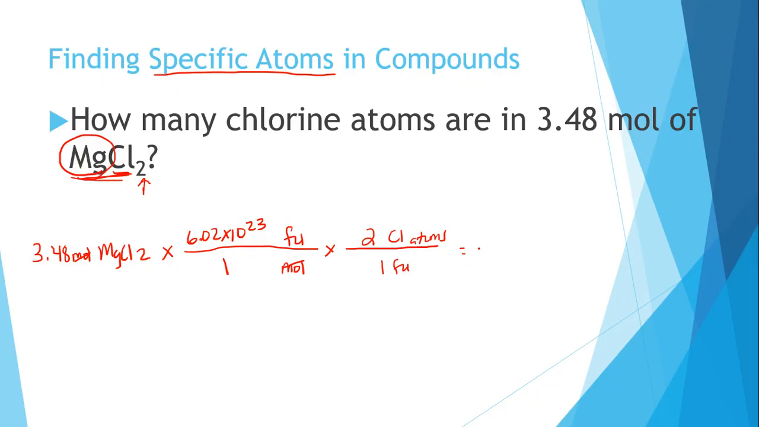When you actually multiply that across, you get 4.18992 times 10 to the 24th. Here I have 3 sig figs, so I need 3 down here, 4.19 times 10 to the 24th. And don't forget your label, chlorine atoms in magnesium chloride.